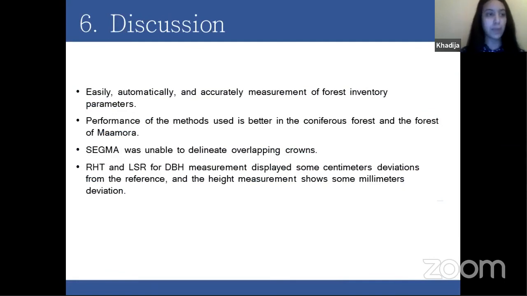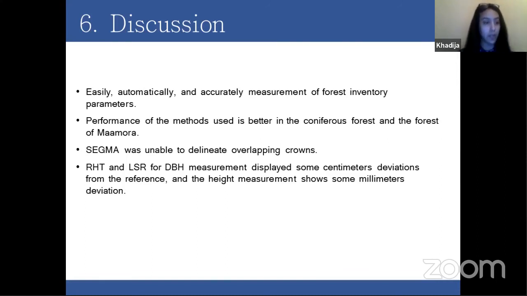Our study focuses mainly on providing a methodology that offers an alternative that can allow the forest manager to easily, automatically, and more accurately measure forest inventory parameters. Results concerning the ALS data confirm that the different segmentation methods lead to very different results. In general, the performance of the methods is better in the coniferous forest and the forest of Marmora, characterized by an average density of trees. Also, Sigma was unable to delineate overlapping crowns, but Watershed did.